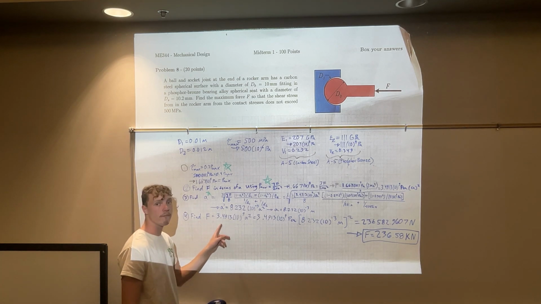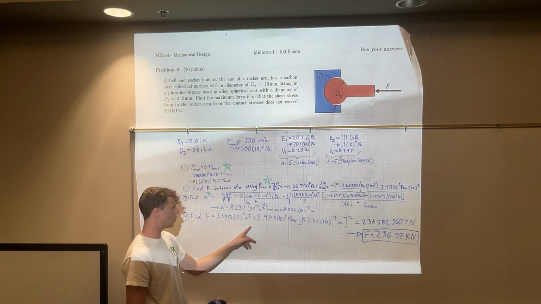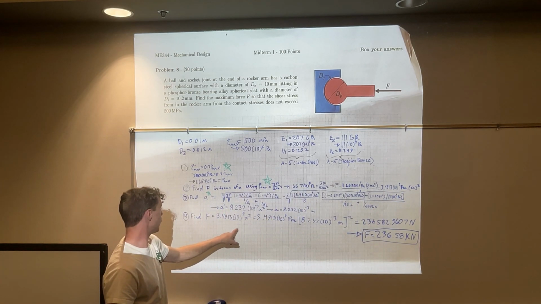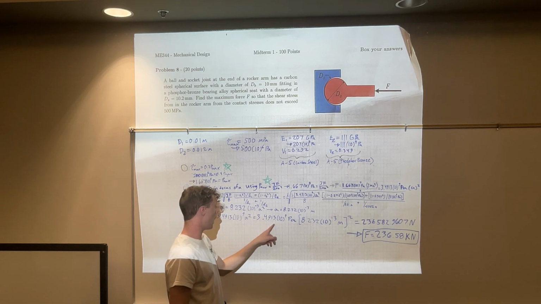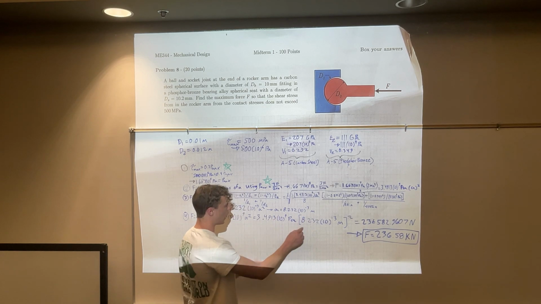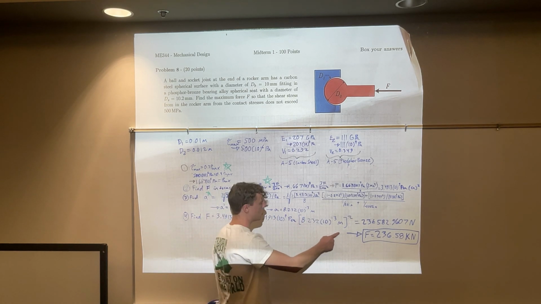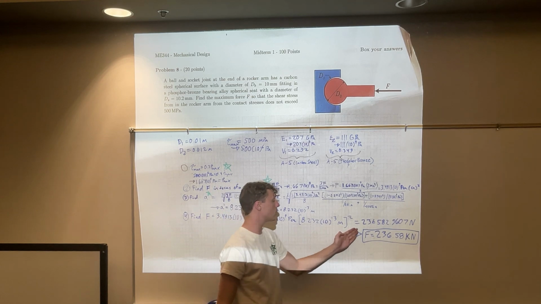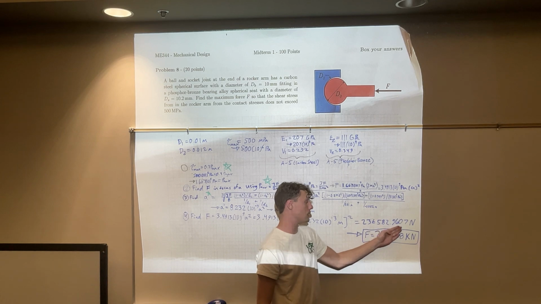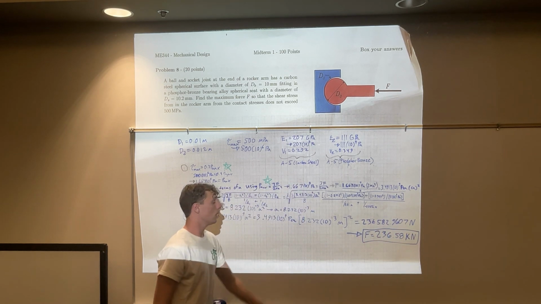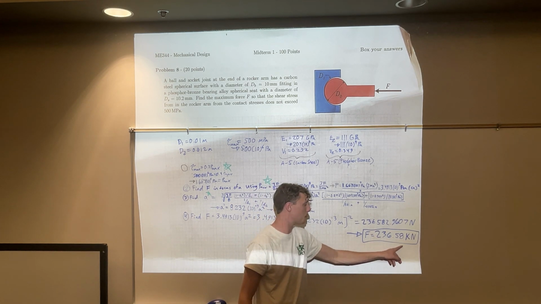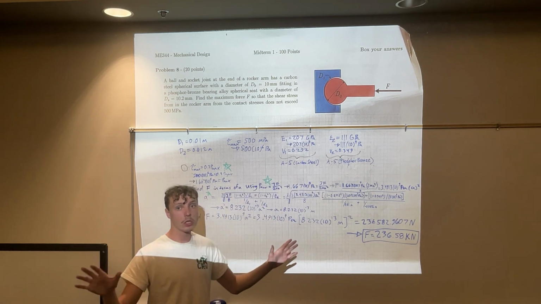F is equal to 3.4913 times 10 to the 9th A squared, which is equal to 3.4913 times 10 to the 9th pascals times the A value we just came up with, 8.232 times 10 to the negative 3 meters squared. And that comes out to 236,582.9607 newtons. Okay? Which we can then convert to kilonewtons, and we get F is equal to 236.58 kilonewtons. Okay, that was a long, strange trip.